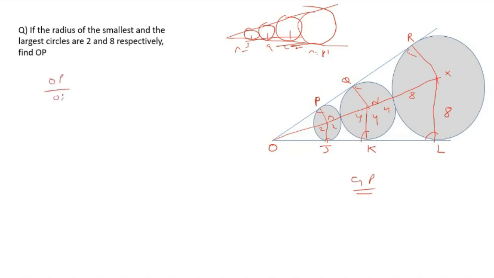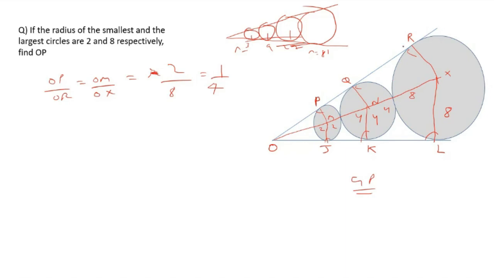OP by OR will be equal to OM by OX, which will be equal to R, or 2 actually, we know this radius, 2 over the bigger one, which is 8, which is 1 by 4. Cool. So this we can figure out now. Now OP by OR, if we use as equal to 1 by 4, do we know OR?